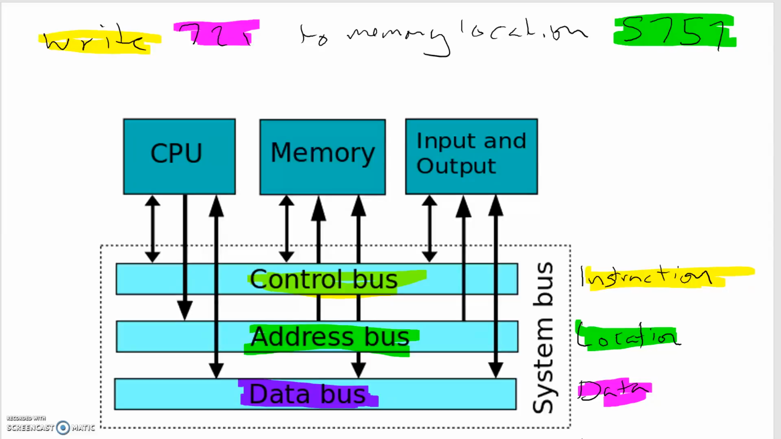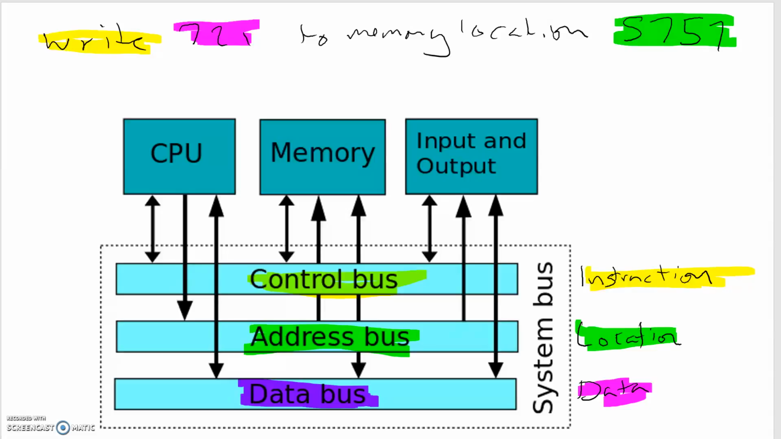This means that when your computer is talking to, for example, your monitor, or your printer, or a keyboard, or whatever it happens to be, it is just the same as if it's reading and writing data to locations in memory. So let's say it wants to write 721 to memory location 5757. So the CPU will put these values, so write, onto the control bus. It will put 5757 onto the address bus, and it will put 721 onto the data bus.